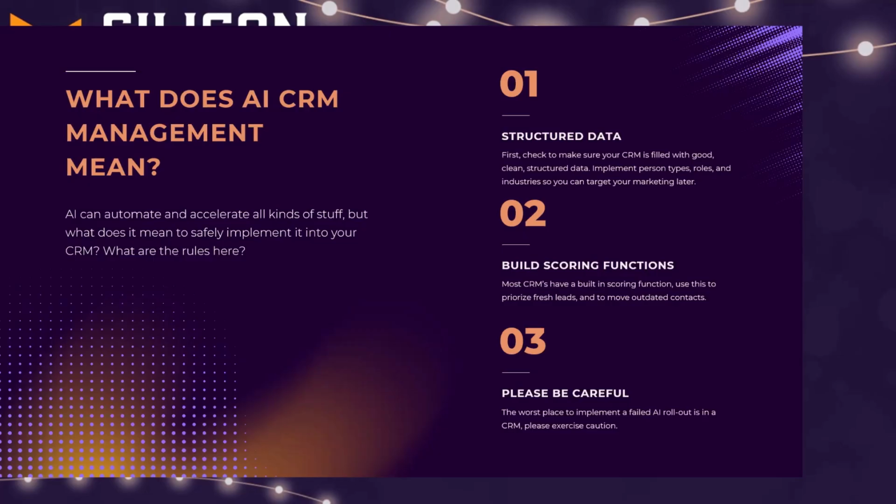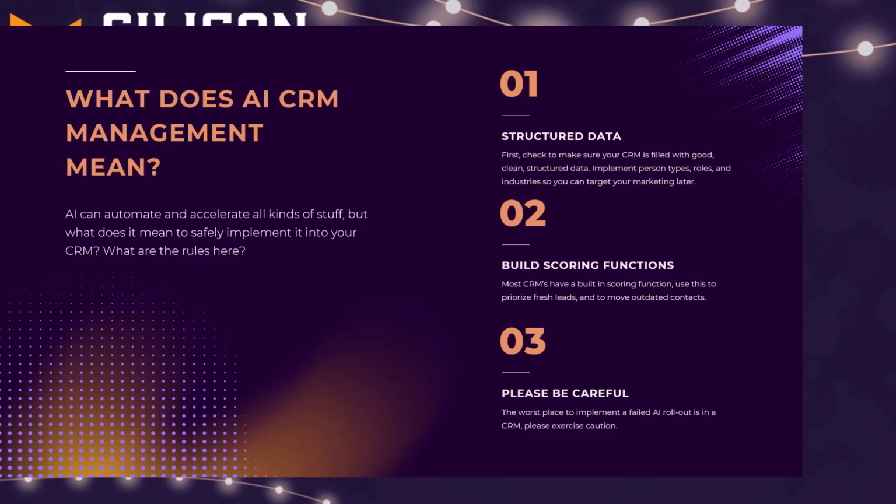Make sure it's filled with good, clean, structured data. If your CRM has this functionality in it, most of them will have some part of this functionality, although it might be called something differently. But if you can put in person types, if you can put in roles, if you can put in industries, this will allow your AI system to target marketing more accurately down the line. So just try and keep those kind of things in mind. Some of that might be net new in your CRM, but most CRMs are going to have that functionality built into it.